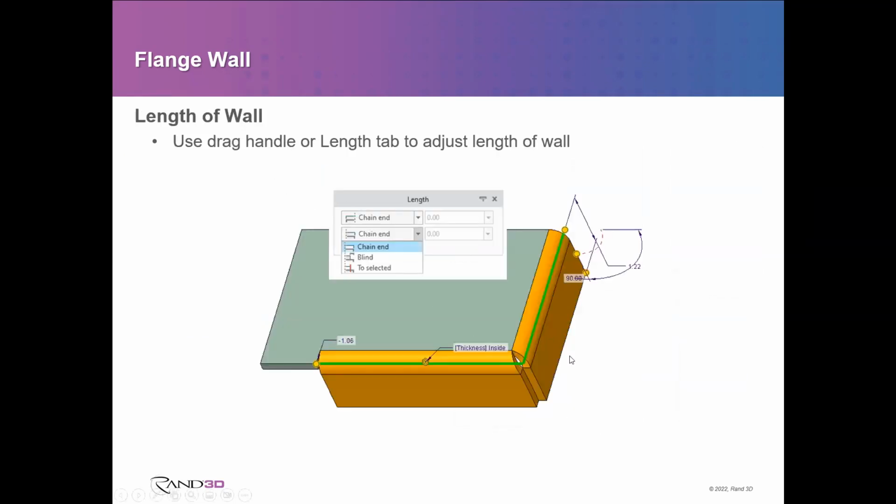And then the length of the wall. Now, if you don't want this wall to go the entire length of the edge, again, you can drag the drag handle, but there's also going to be a length tab down here where you can set the length that way if you wanted to as well. So notice you can do it blind, or you give it a length, or you could say to selected and go up to something if you wanted.